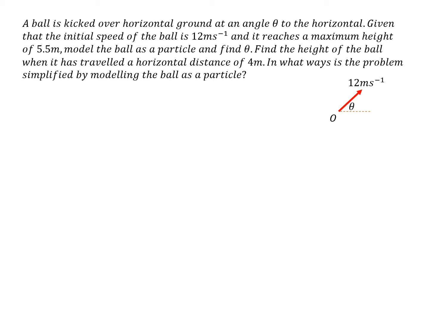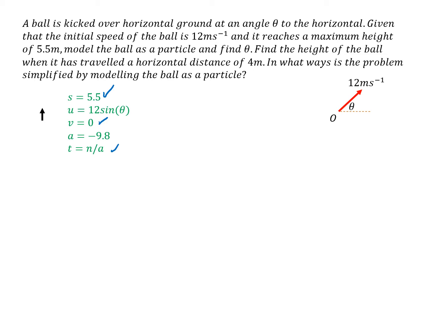And the particle, the ball, is going to do something like this. And we are told that the maximum height is 5.5 meters. So if we take the vertical direction and we look at the time when it gets to that point, we know the displacement will be 5.5 when the final velocity is 0 vertically. So displacement is 5.5 when the final velocity is 0.